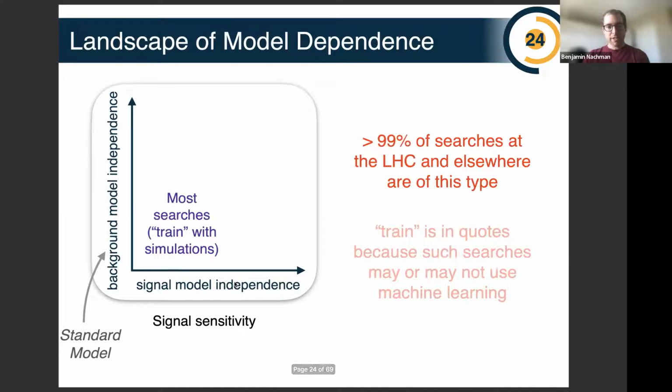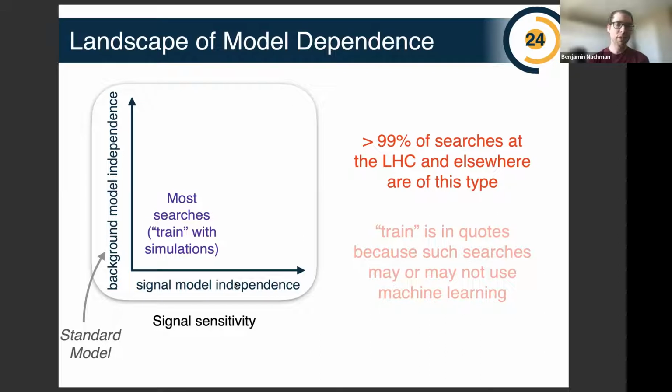Okay, so let me start with the left-hand side and describe where different approaches live in this space. Most searches at the Large Hadron Collider and elsewhere live in the bottom left-hand part. So basically, you posit a particular signal model and you simulate what that signal model would look like in the detector. You simulate the background model in the detector, and you train a classifier to distinguish the signal from the background. And train here is in quotes because most of the time, although this is changing very rapidly, it's not training in the sense of a machine learning algorithm, but simply optimizing some selections by hand to enhance the presence of some signal.